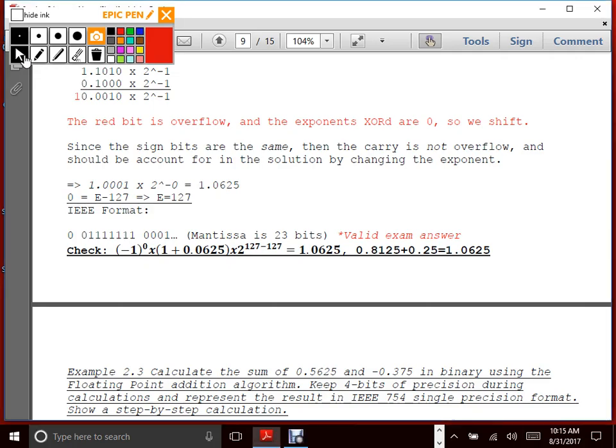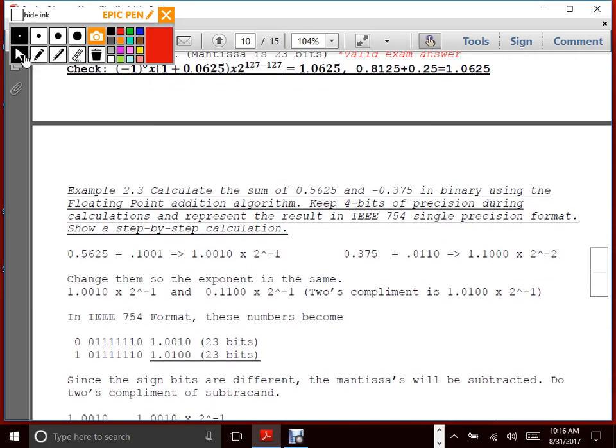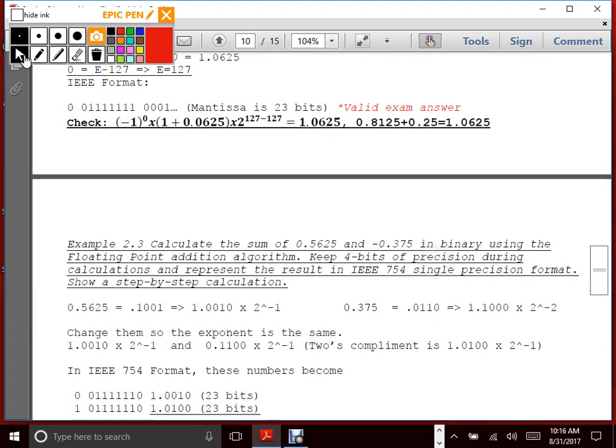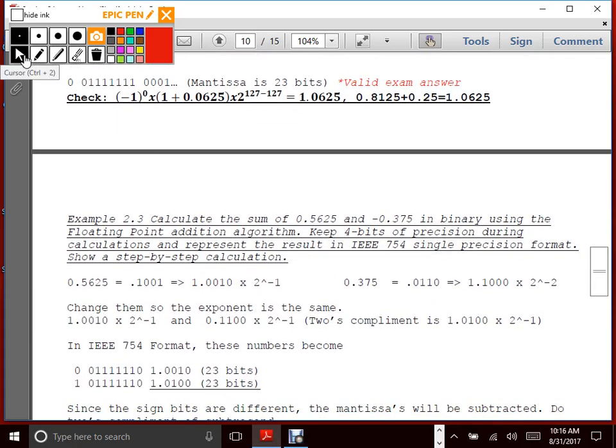All right. So example 2.3. Let's start here. I'll leave the solution up there for a moment. Now we have 0.5625 and negative 3.75. Calculate the sum using the floating point addition algorithm. Keep 4 bits of precision during calculations and represent the result in IEEE 754 single precision format.